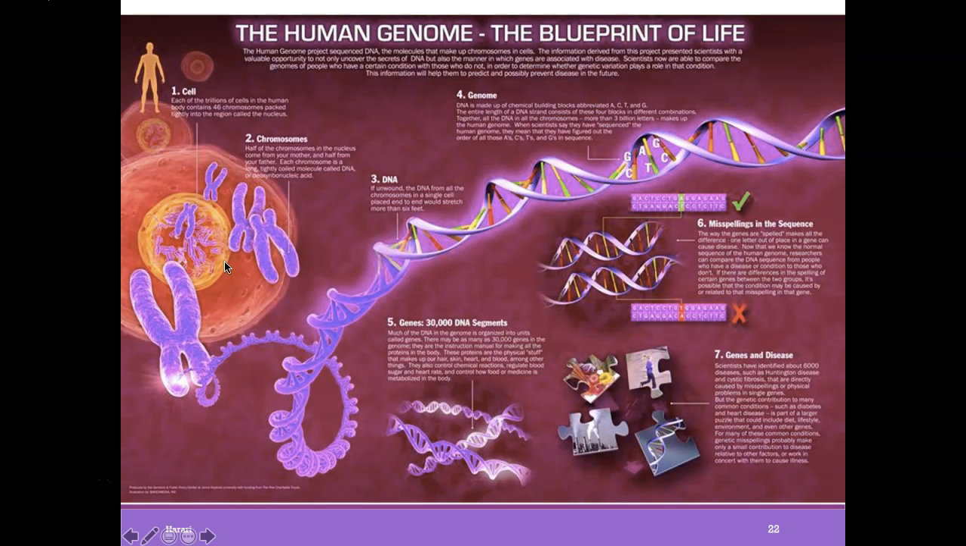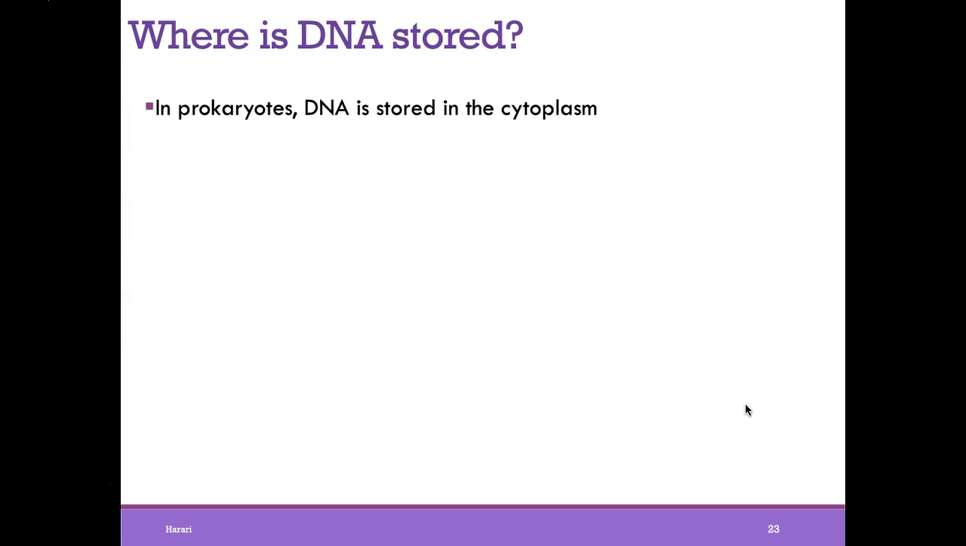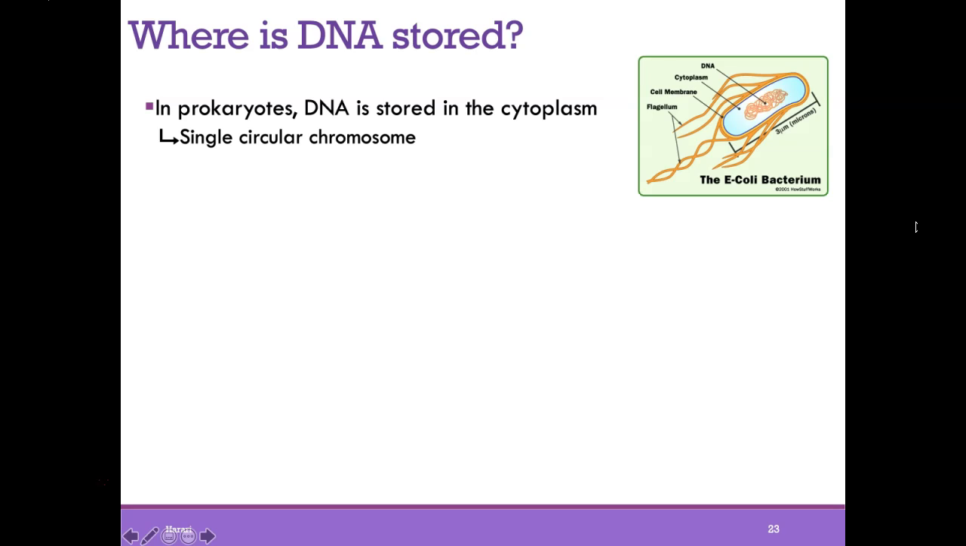Right, so you can pause here to get a sense of the Human Genome Project, which helped us figure out which genes coded for which proteins, and also helped us understand how misspellings in the sequence, or mutations, can lead to disease. So where is DNA stored? Well, in prokaryotes, DNA is stored in the cytoplasm. And prokaryotes, like this E. coli bacterium, have a single circular chromosome. It's found in what's called the nucleoid region, but it's not a membrane-enclosed nucleus, right? Prokaryotes do not have organelles like a nucleus.